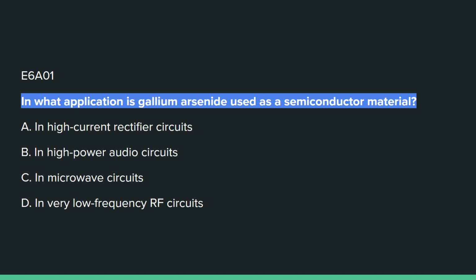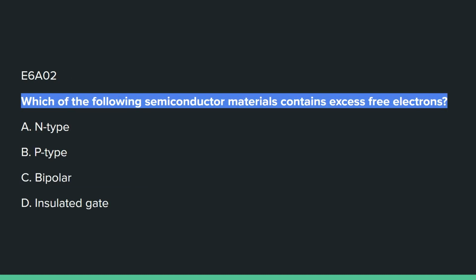E6A01, in what application is gallium arsenide used as a semiconductor material? Answer is C, in microwave circuits. E6A02, which of the following semiconductor materials contains excess free electrons? A, N-type.